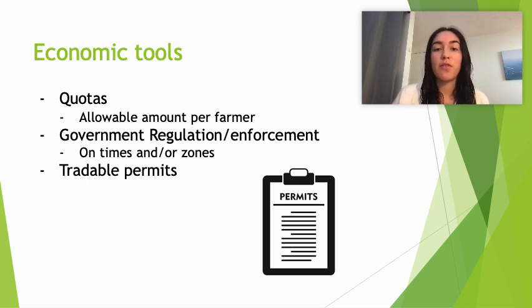Under this system, farmers are given a share of their total allowable catch, and those shares can be bought or sold. This aligns individual incentives with the collective good, because when you own a quota, you have a long-term reason to preserve your resources because your future profits depend on it.